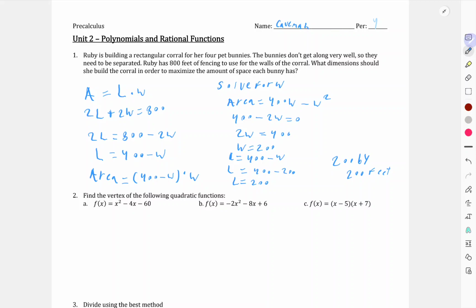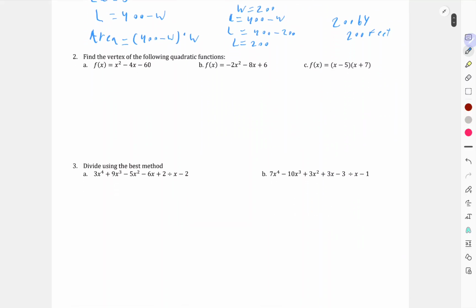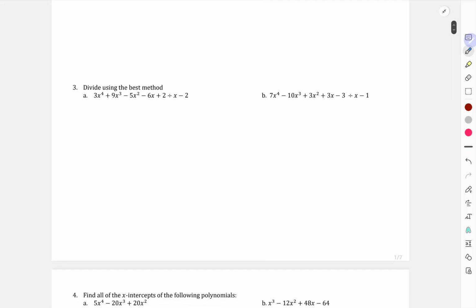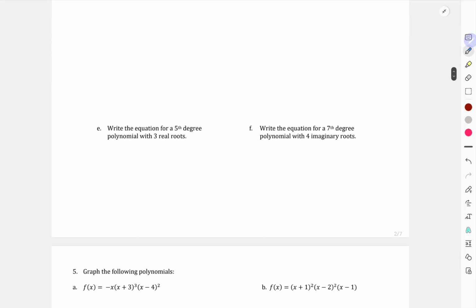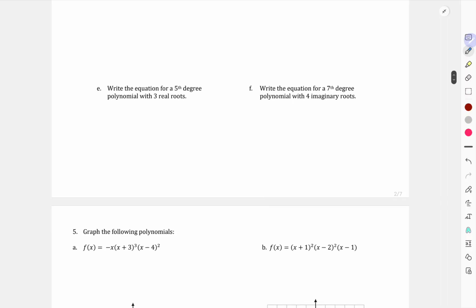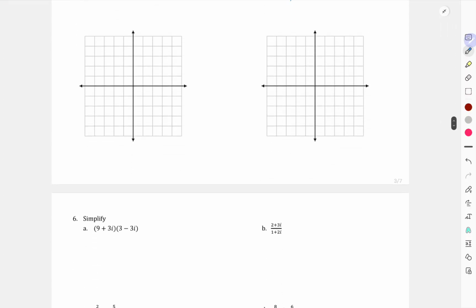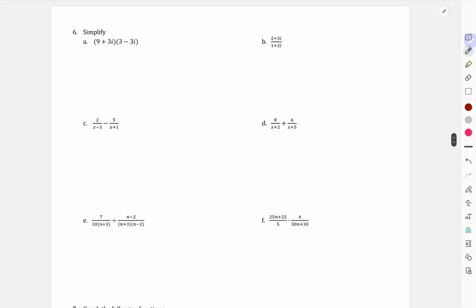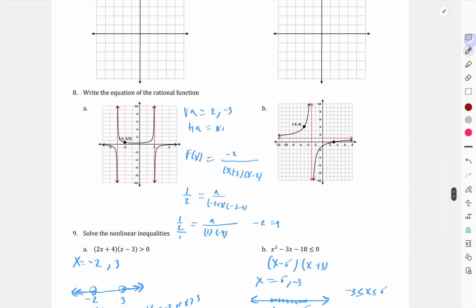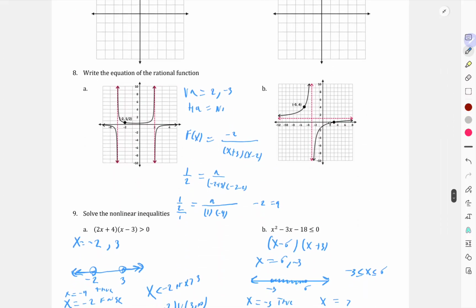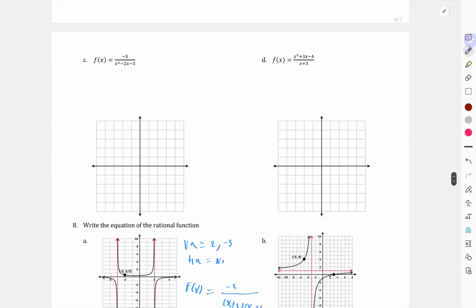In this video today I will be explaining polynomials, rational functions, finding the vertex of quadratic functions, dividing polynomials, finding all x-intercepts of polynomials, as well as writing equations for fifth-degree polynomials with real or imaginary roots, as well as graphing polynomials, followed by simplifying these complex functions, as well as graphing these rational expressions, followed by writing down from a graph nonlinear inequalities, as well as rational inequalities.